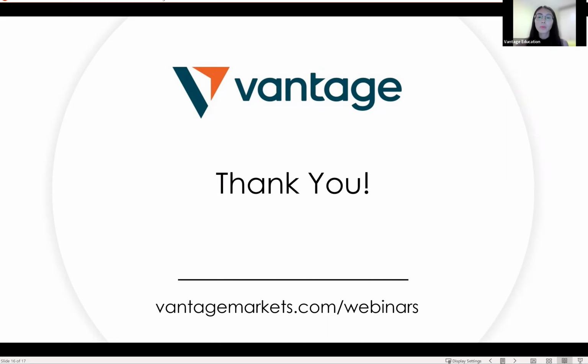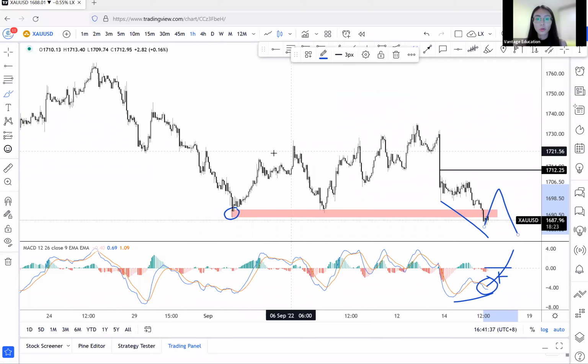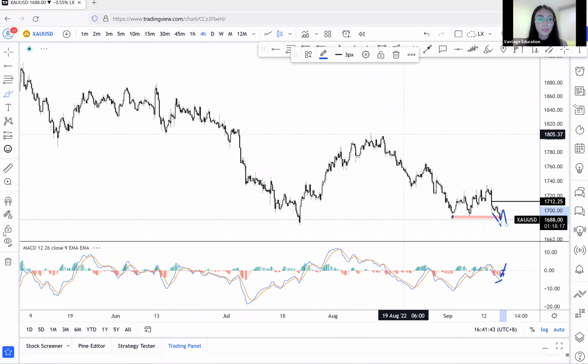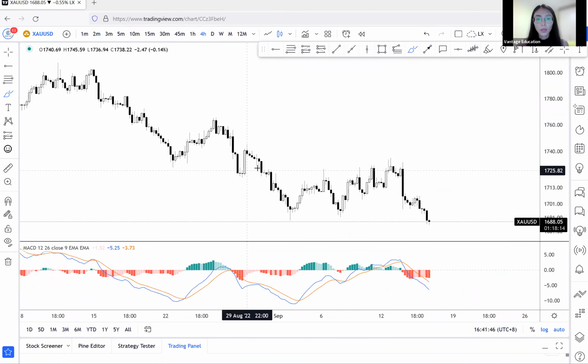Whereas for moving average, because moving average itself is a trend following indicator, it makes sense to use it in a trending market. So what I mean by this, let's hop on the chart just to show you an example. You can see that in a trending market itself, let me go to the 4 hours time frame, and you can see this clearly here.